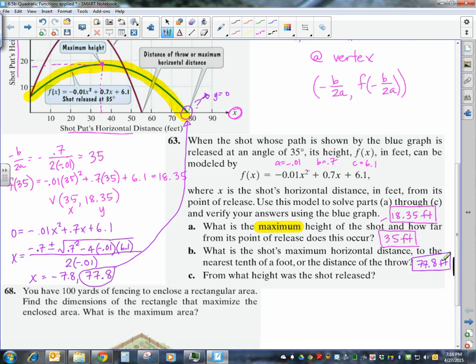Okay, and the last question that it asks, from what height was the shot released? Well, they're asking you what this height is right here. And that height can always be found because that's your y-intercept. So you just have to look at the original equation and say that's 6.1 feet.